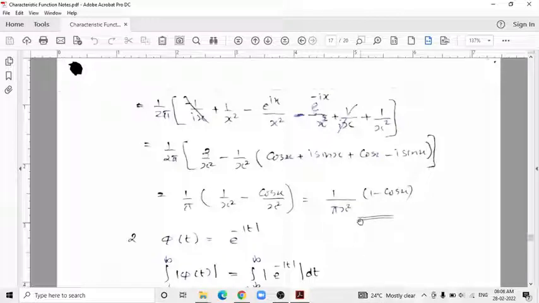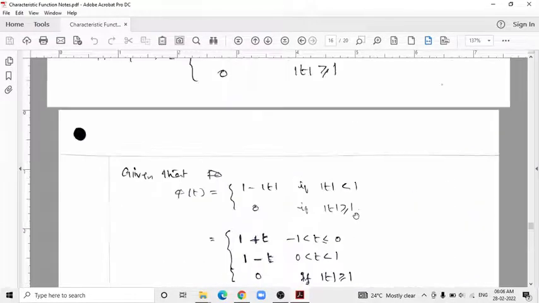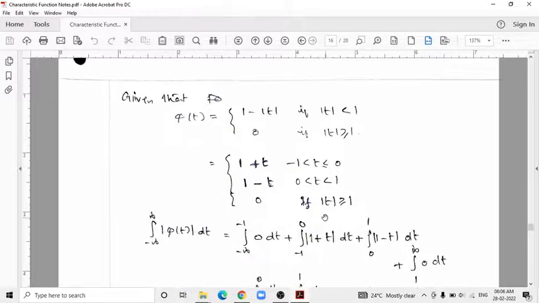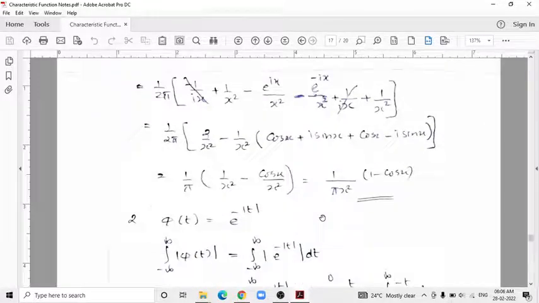So this is the PDF corresponding to the characteristic function given, that is phi t is equal to 1 minus modulus t if modulus t is less than 1, and 0 if modulus t is greater than or equal to 1. That is the second example.